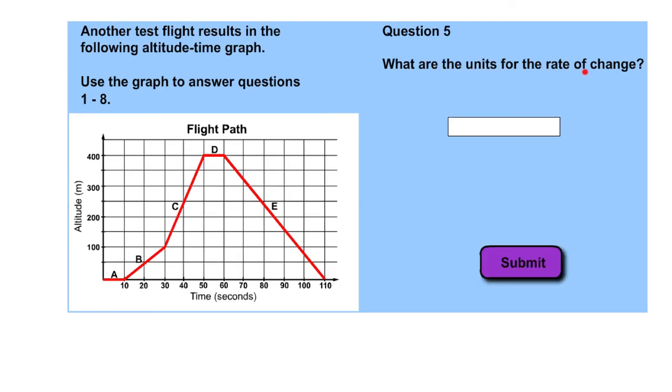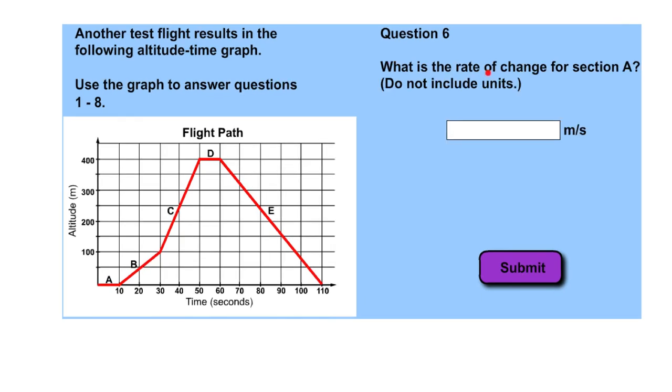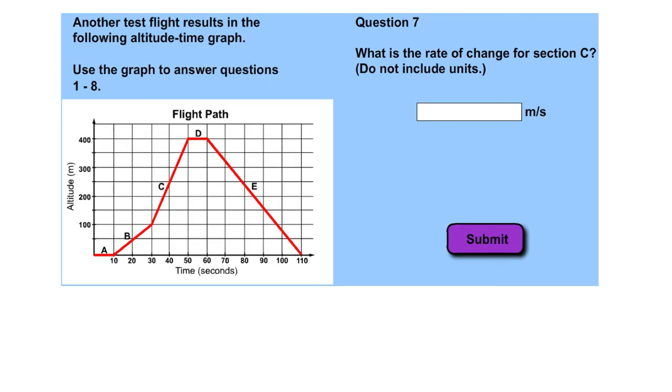Same graph. What are the units for the rate of change? Well, remember, rate of change is rise over run, meters over seconds, meters per second. Same graph. What is the rate of change for section A? Okay, section A, it's flat. There is no change at all. It does not increase. That's a 0 meters per second rate of change.